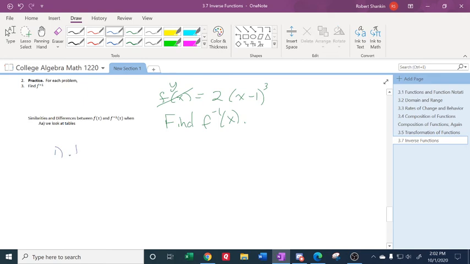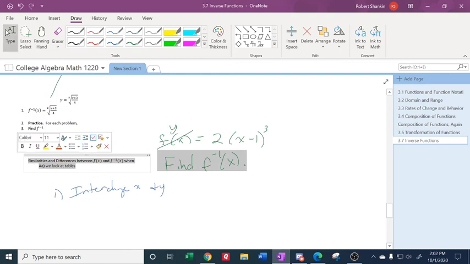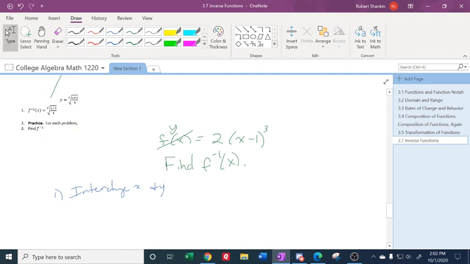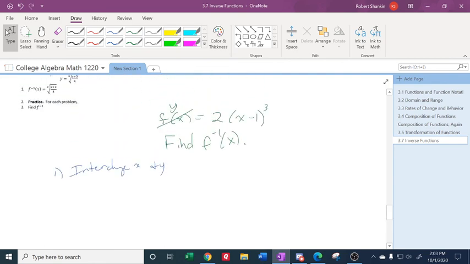So, step 1. Interchange x and y. Okay. So I'm going to interchange x and y. Every time I see a y, I put an x. Every time I see an x, I put a y. Step 2. Solve for y.